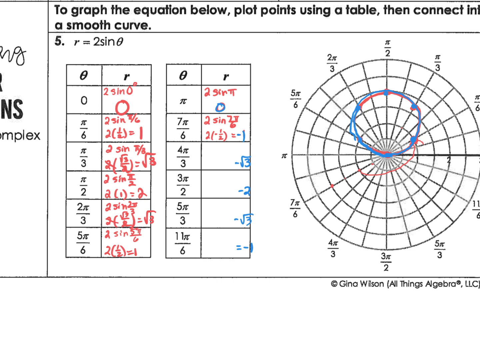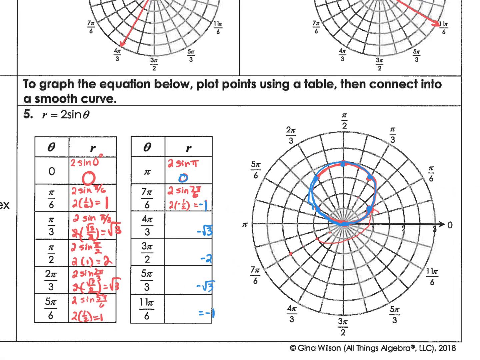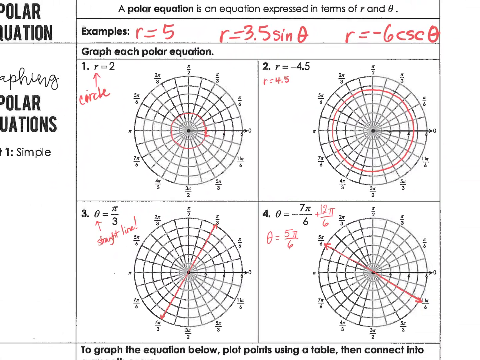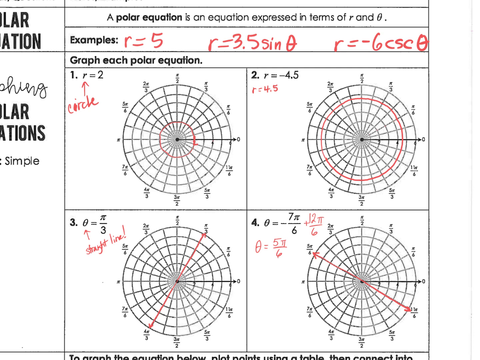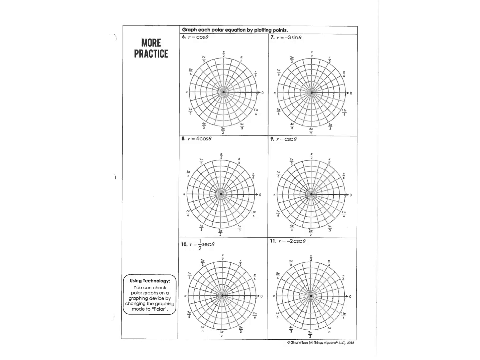Look at this other one that we had. We had 2 sine theta vertically from 0 to 2. And look, from 0 to 2 vertically, and we made a circle. Same thing. You don't even have to do this anymore because we know what it's going to look like. Graphing the polar equations with just r or just theta, those are simple and really easy to sketch.